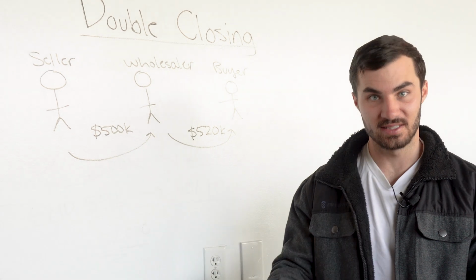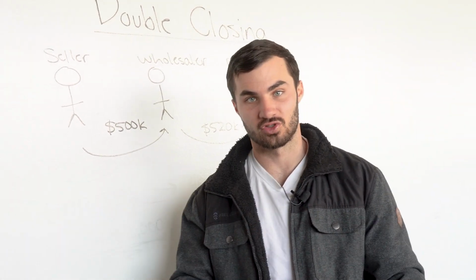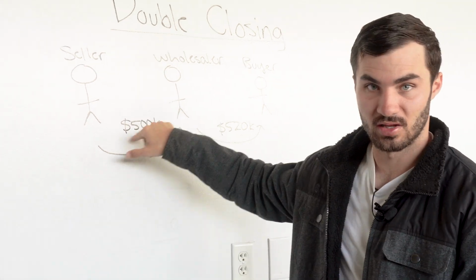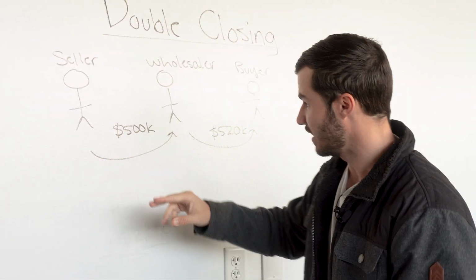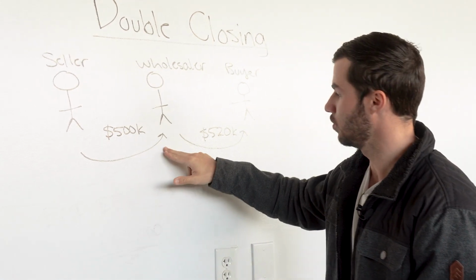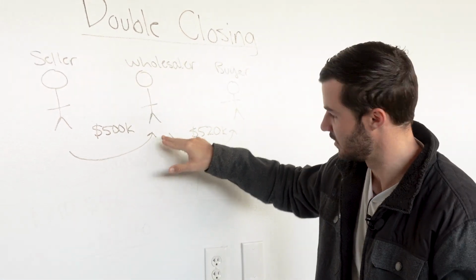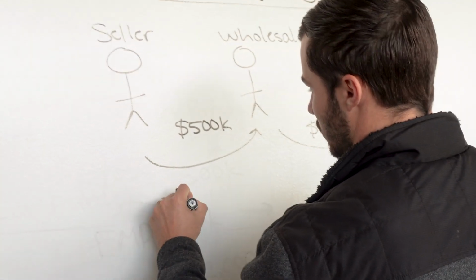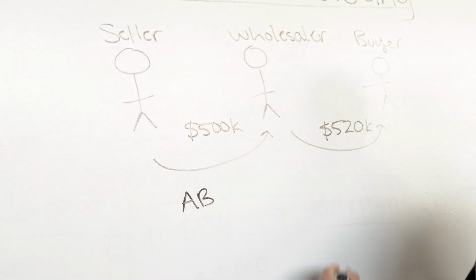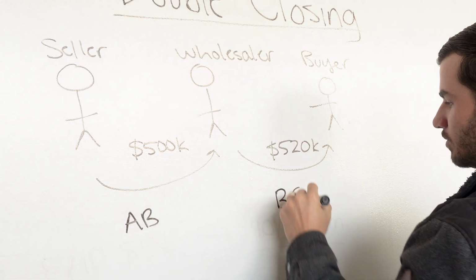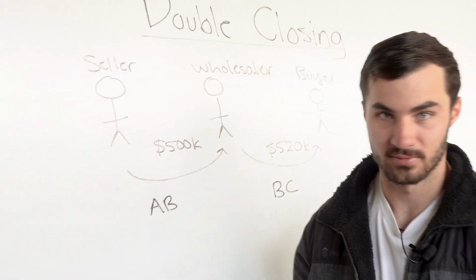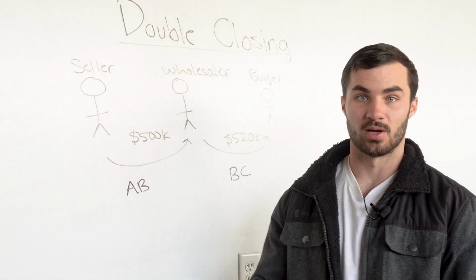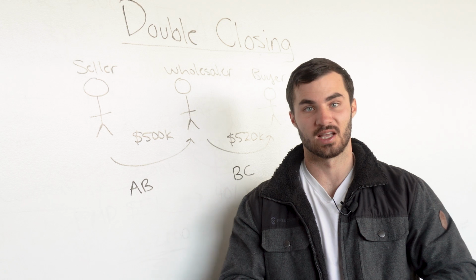Double closing is different. Same people, different structure, okay? So seller to wholesaler, $500,000, that's one contract. But then, instead of assigning the property, the wholesaler has a second contract that goes to the buyer. Just so you know the lingo here, that first contract would be called an AB contract, and the second one would be called the BC contract. Not crazy, right? A to B, B to C. There's two contracts in a double closing, and that's what's important.